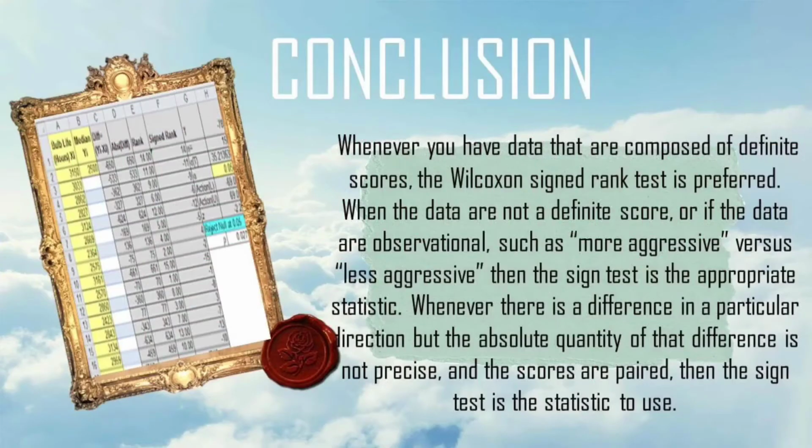Thank you. In conclusion, whenever you have data that are composed of definite scores, the Wilcoxon signed rank test is preferred. When the data are not definite scores, or if the data are observational such as more aggressive versus less aggressive, then the sign test is the appropriate statistic. Whenever there is a difference in a particular direction, but the absolute quantity of that difference is not precise, and the scores are bad, then the sign test is the statistic to use.